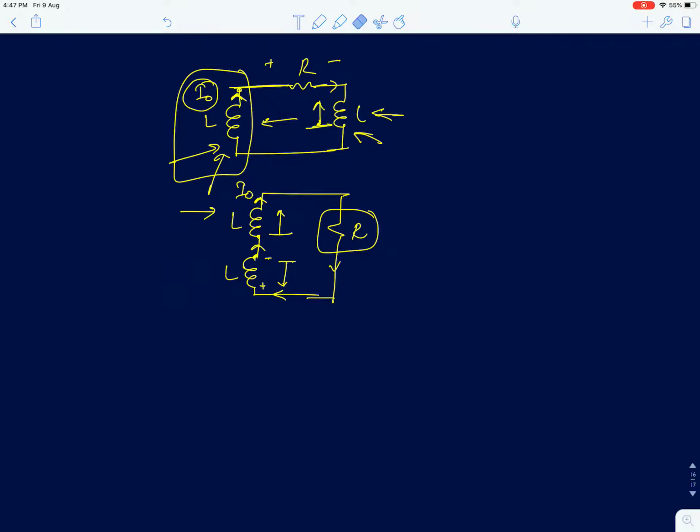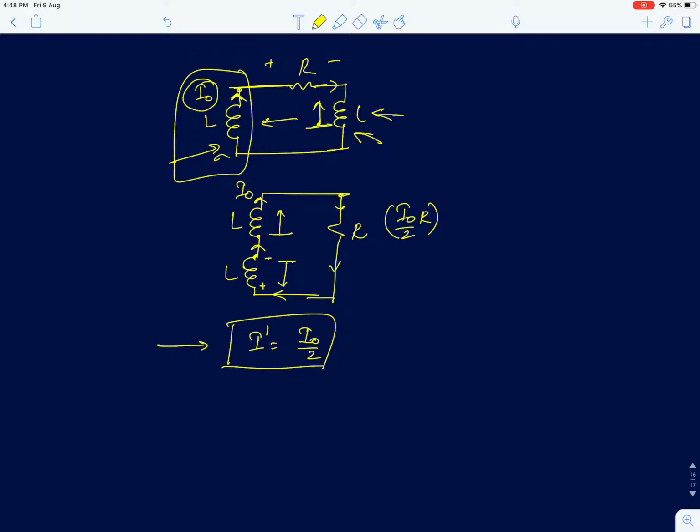The steady state current can be found using the conservation of flux, and we can easily show that I dash will be equal to I naught by 2. Again, flux is conserved in this circuit. You can easily show that the flux is conserved. So I dash will be equal to I naught by 2. Now, there is a finite drop across the resistor because the resistor is now going to carry some current. So I will call it I naught by 2 into R. That's going to be the voltage drop across the resistor.